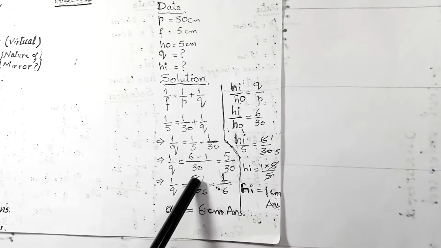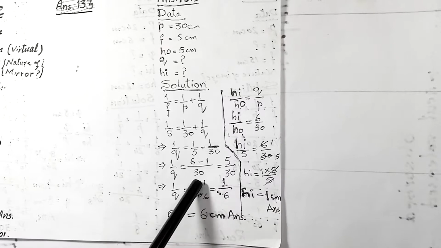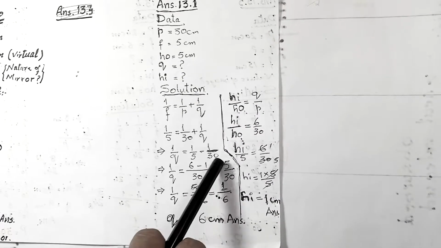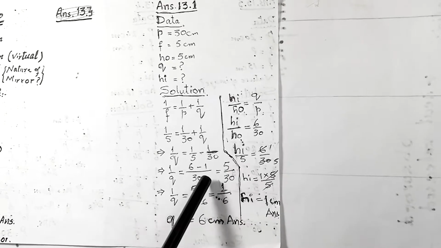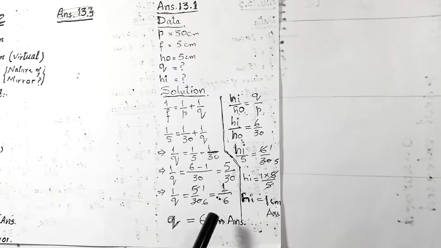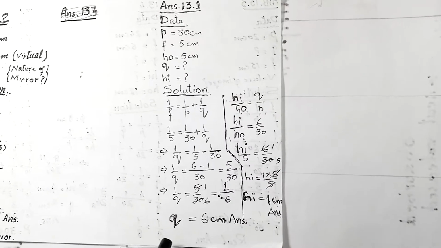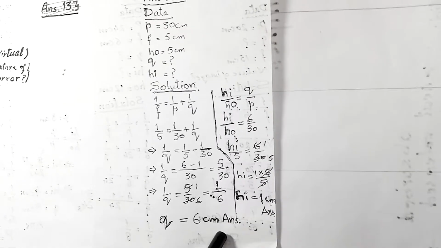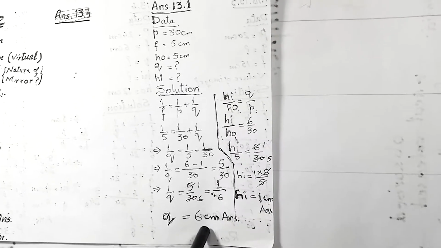Now 30 divided by 5 is 6. 6 ones are 6. Here 30 divided by 30 is 1. Here we will write 1. So it comes 1 upon 6. By taking inverse, Q will become 6 centimeter. So the image position is 6 centimeter.